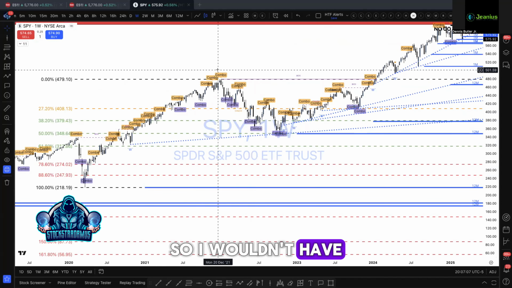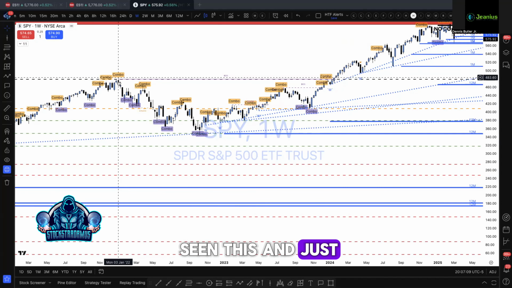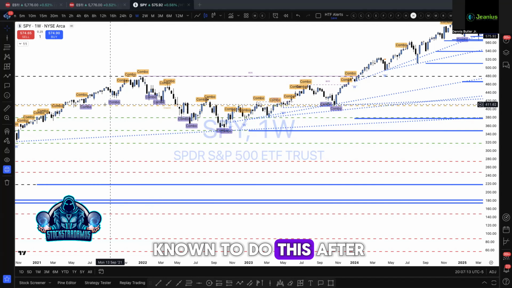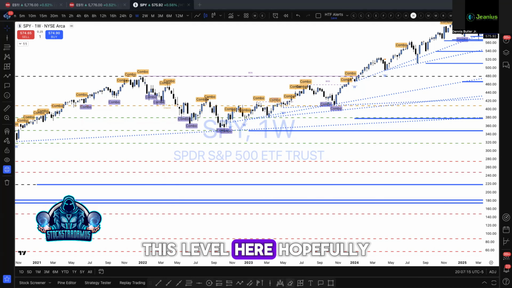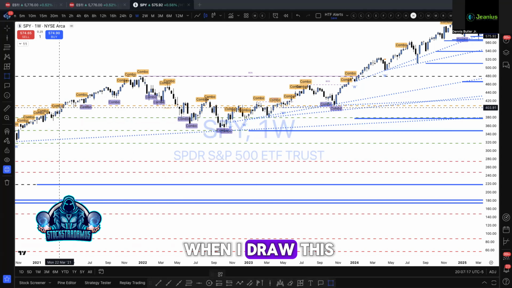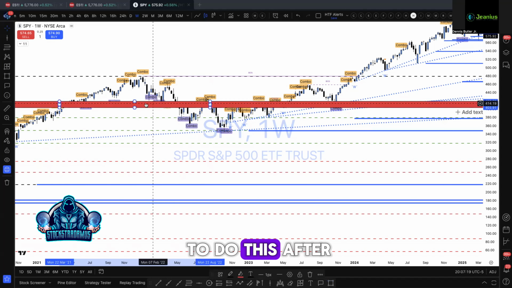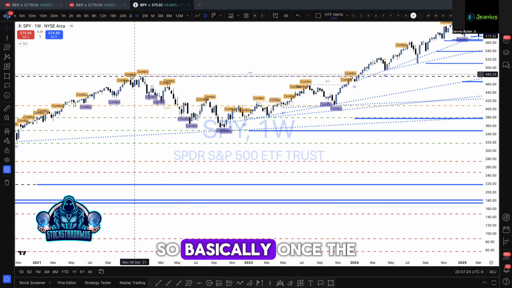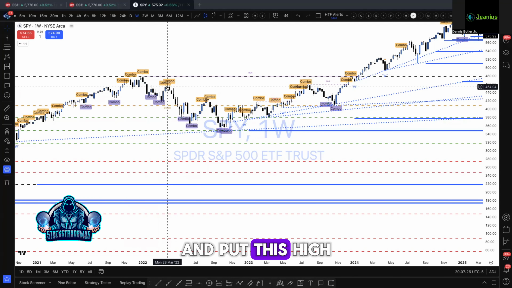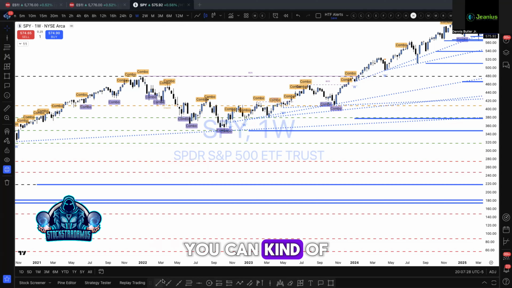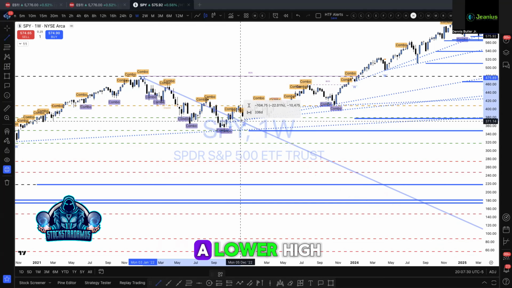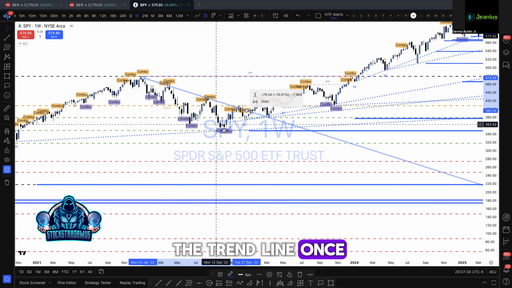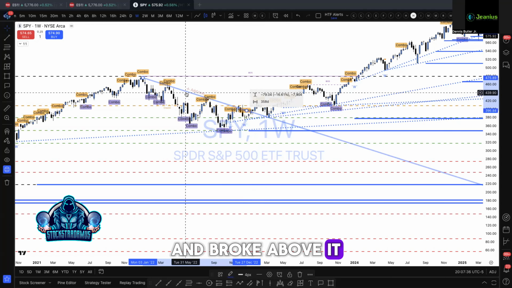So I wouldn't have seen this and just put this on here and assumed that this is going to happen. I would only have known to do this after this level right here broke. Hopefully this doesn't look crazy when I draw this on here. So basically, once the market started to do this and put this high in right here, you can kind of assume that this is a lower high, which is what you got here when it rejected the trend line once, came back here, tested it and broke above it right here.